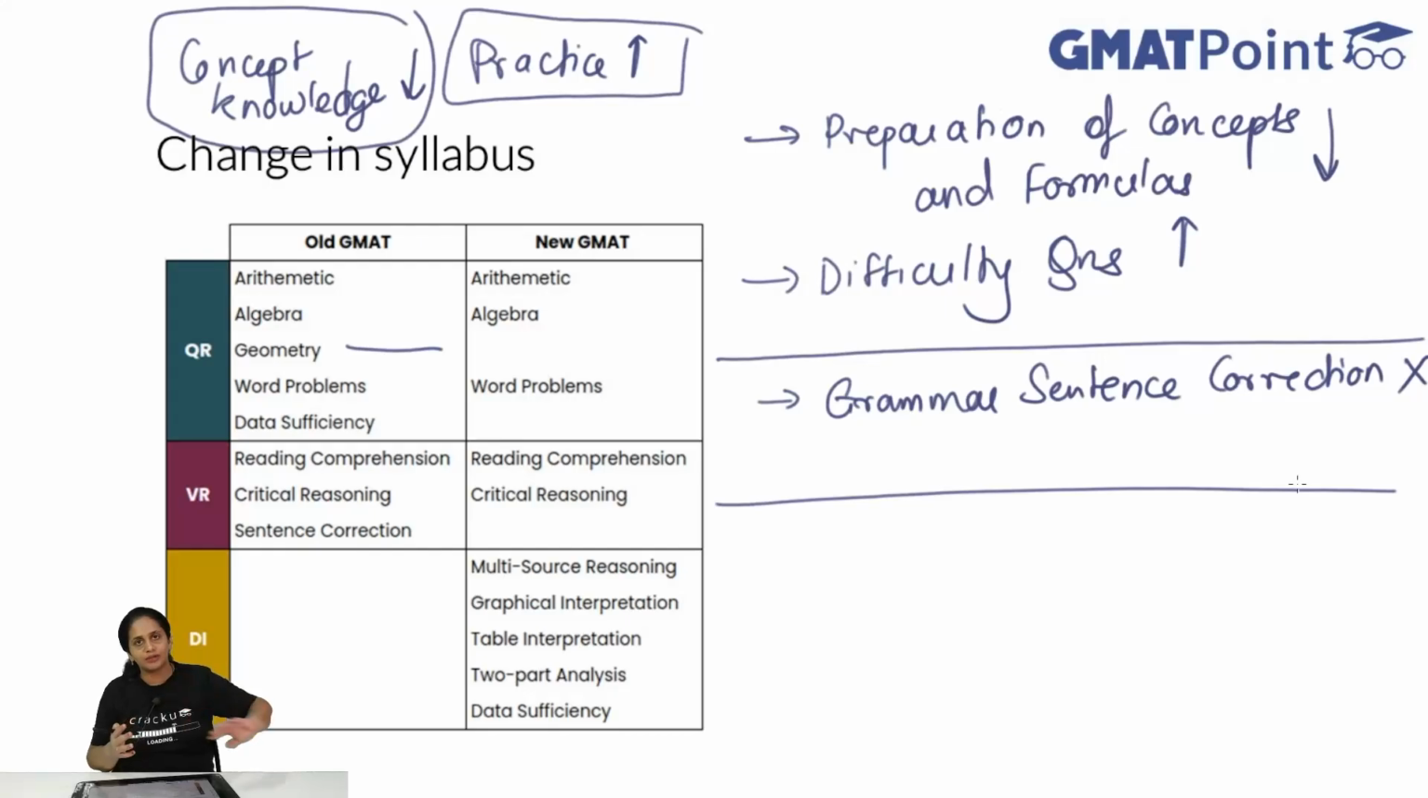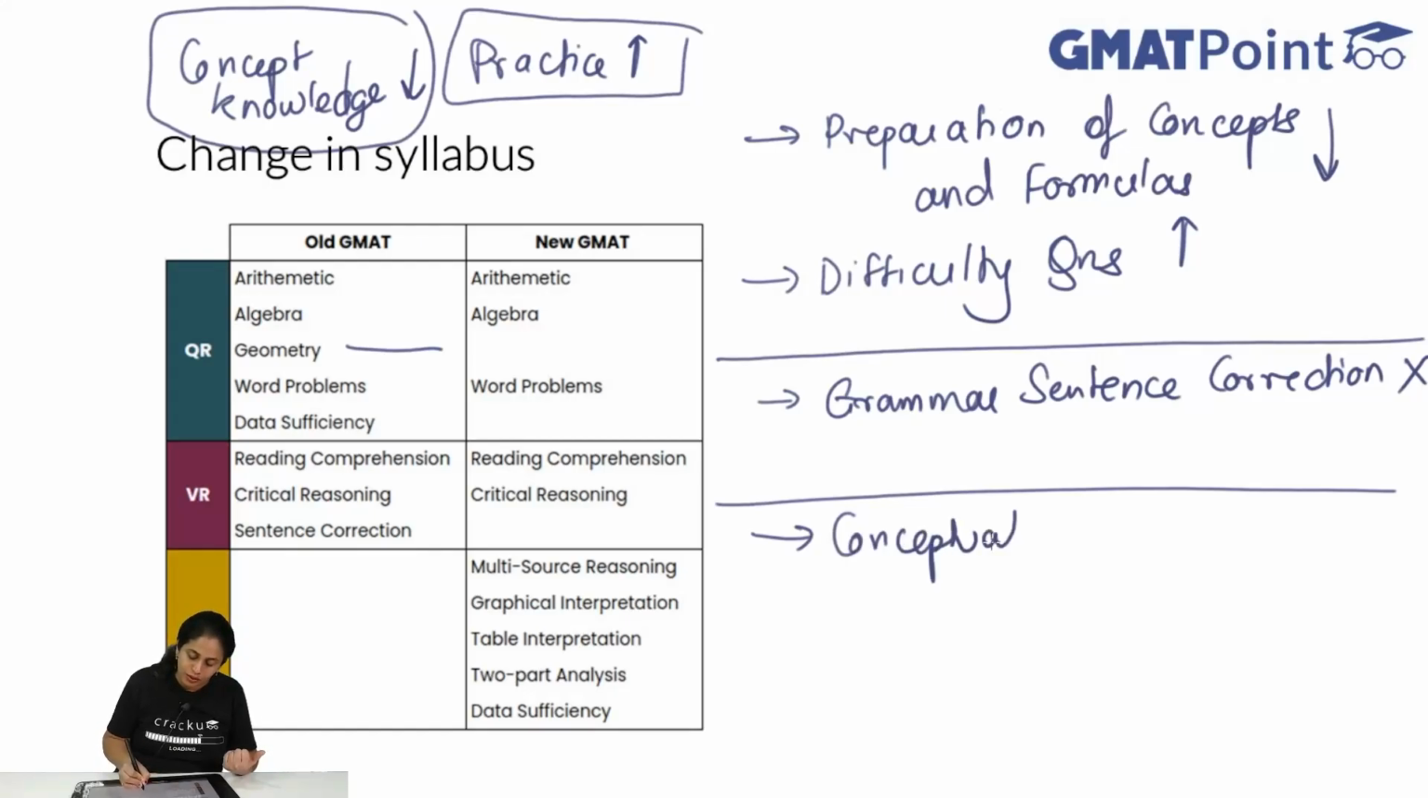Once geometry and grammar sentence correction have been removed, the syllabus has become much lesser. Earlier you used to have integrated reasoning. All of that, along with data sufficiency, has now been put into your DI data insight section. This requires conceptual learning. This requires conceptual understanding.